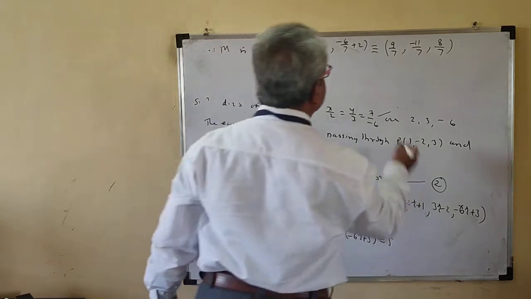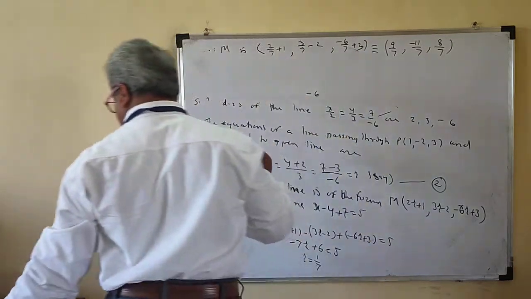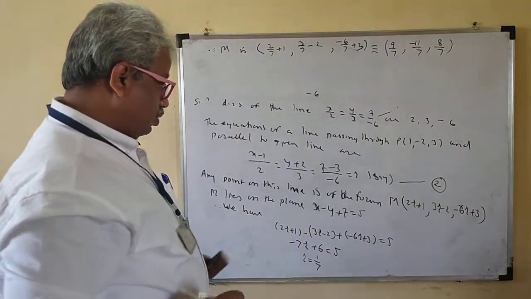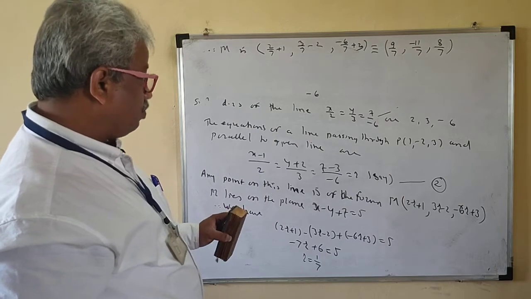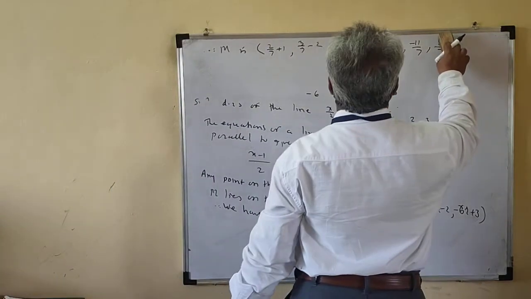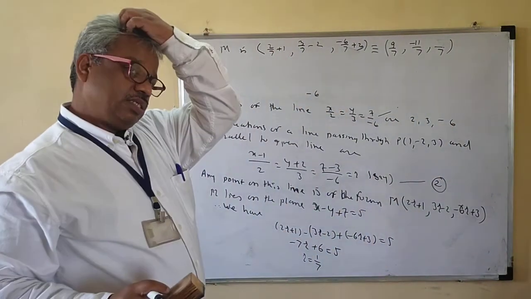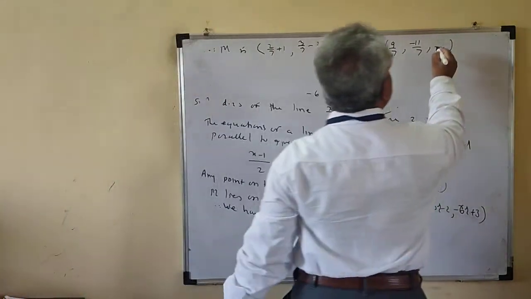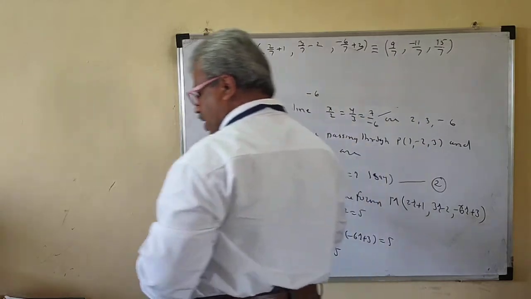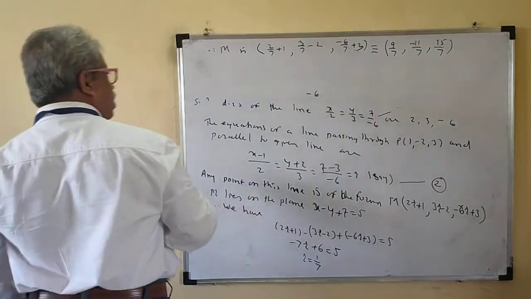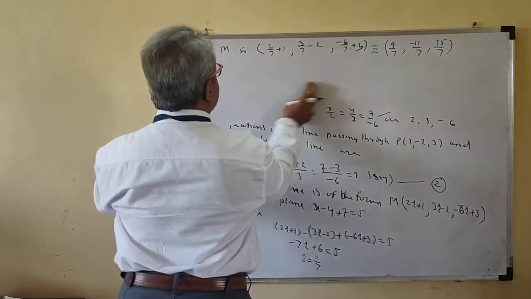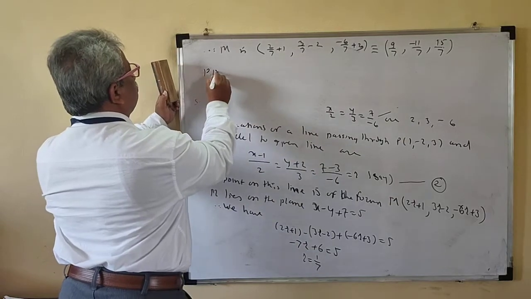Minus 6r plus 3. This is 3 now. Okay. This is 3. Minus 6r plus 3. So this is wrong now. 21 minus 6, so this is 15. This is 15 by 7. Okay. 15 by 7. Now you have to find PM now.